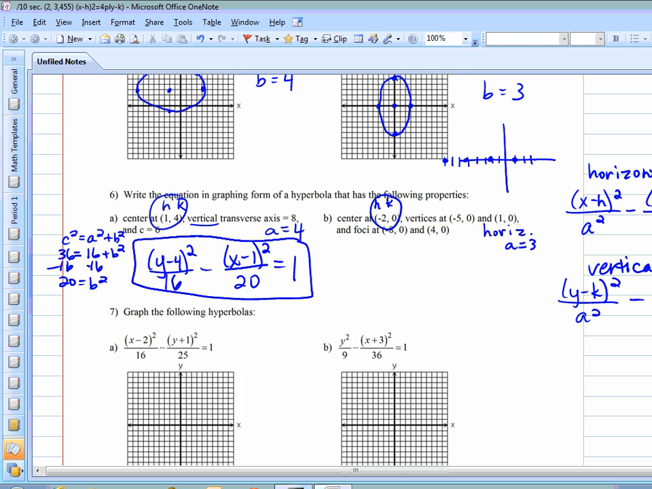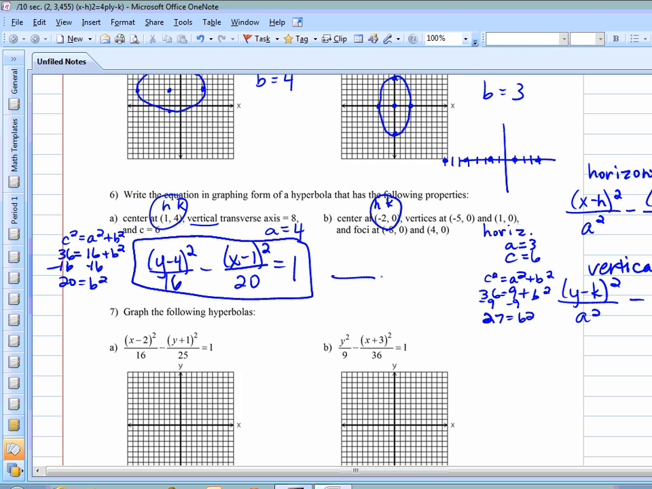And the foci are at -8, 0, and at 4, 0. So from the center to one focus point, that is the C value, which will be a 6 here. And then if we use our C-squared equation, C squared equals A squared plus B squared, and I plug into that, and subtracting the 9, we get B squared to be 27.